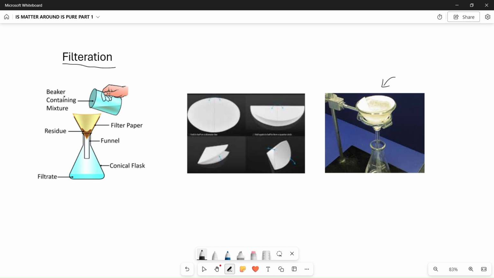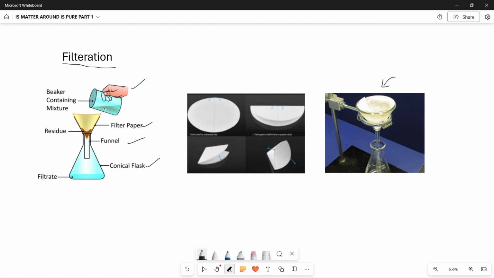So this is the setup: the beaker containing the mixture, the filter paper, the funnel, then this is the conical flask. This is the filtrate. What is filtrate? I'll tell you. The remaining part after the residue has been taken out is called filtrate.